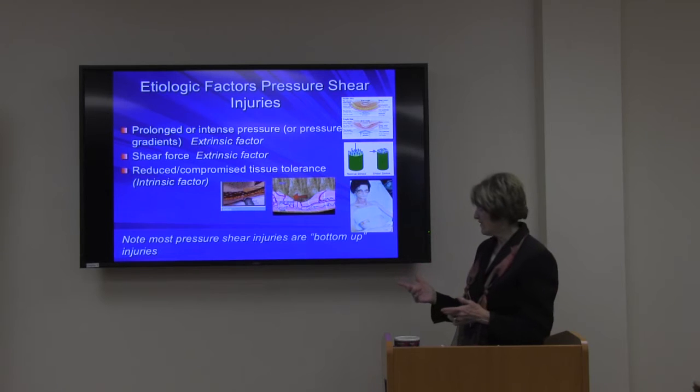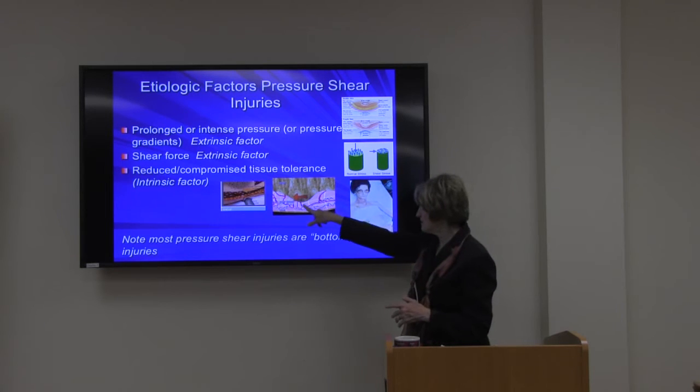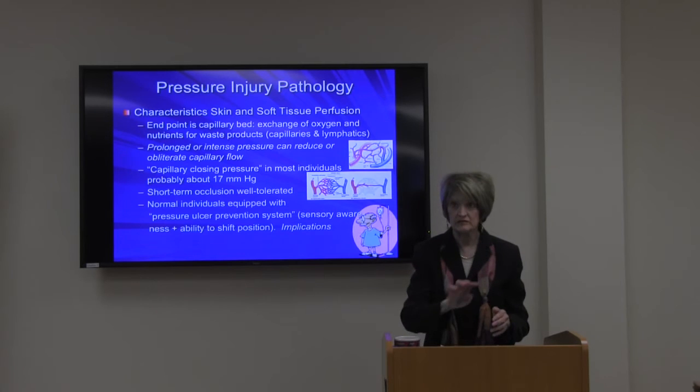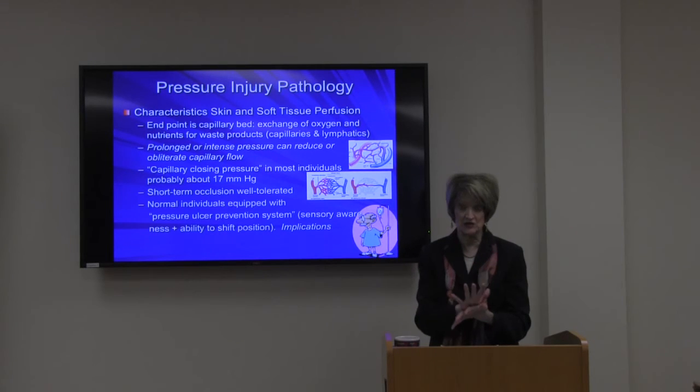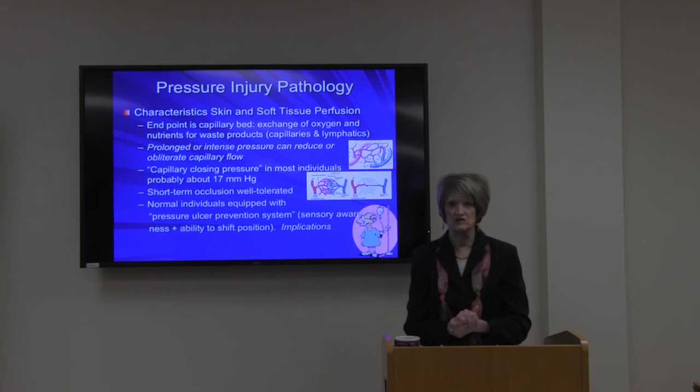We've already talked about the fact that these wounds are bottom up. Ischemic injuries are bottom up. They start deep in the tissue, okay, at the muscle-bone interface, and then they gradually come up toward the skin. So we're going to spend a little bit of time talking about exactly what happens to tissue that is under pressure, exactly what happens when tissue is exposed to shear force. And then we're going to spend some time talking about, well, how do we protect the tissues from pressure? How do we protect the tissues from shear force?